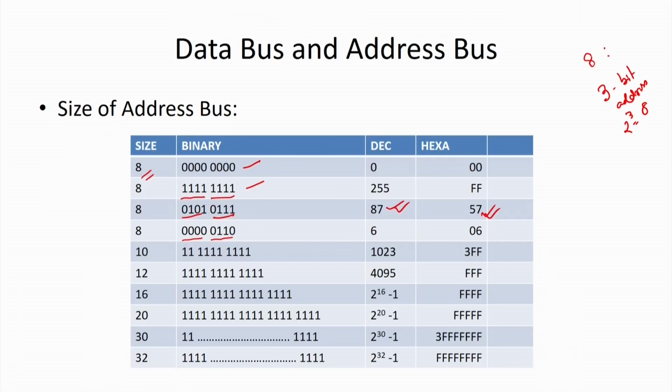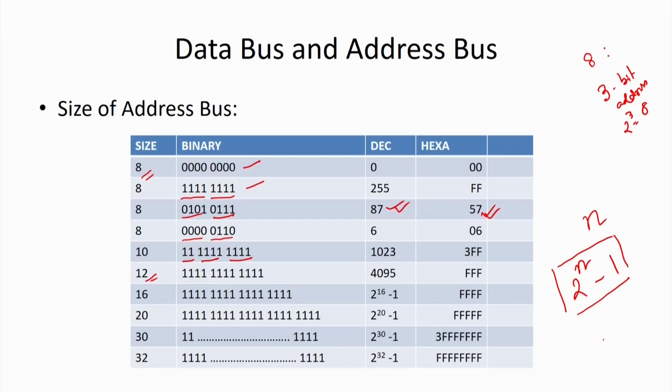Like that, if I increase the size of the address bus to 10, then what will happen? It becomes 2 to the power 10, which is 1023 as the last address, or in hexadecimal 3FF. So, it will go from memory location 0 to memory location 1023. If we increase the size of the address bus to 12, then we can go up to 4095. If I have a 16 bit address bus, then we can go up to 2 to the power 16 minus 1. So, if I have an n bit address bus, then I can go up to 2 to the power n minus 1 memory locations.